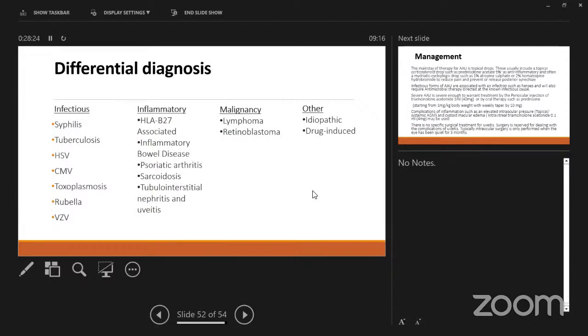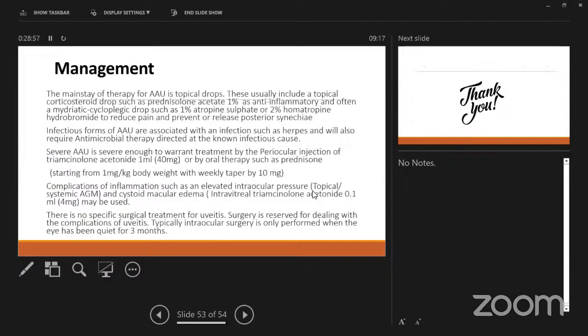Then differential diagnosis can be either infectious, inflammatory, malignant, or other. Infectious, we have to rule out syphilis, tuberculosis, viral etiologies like HSV, CMV, VZV, rubella, and toxoplasmosis. And inflammatory, the most common anterior uveitis is caused by HLA-B27 associated. Other causes can be sarcoidosis, psoriatic arthritis, tubulointerstitial nephritis and uveitis, or TINU, and inflammatory bowel disease. Malignancy to be ruled out is lymphoma and retinoblastoma, and other can be either idiopathic or drug induced.